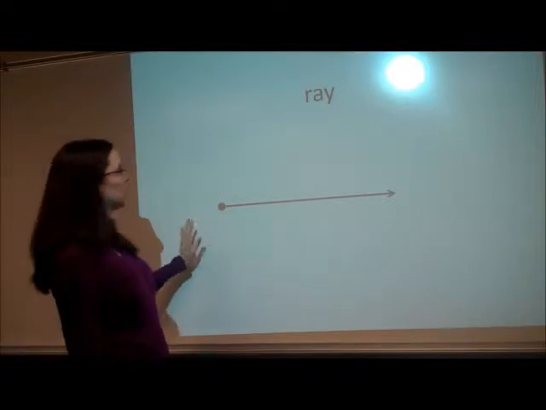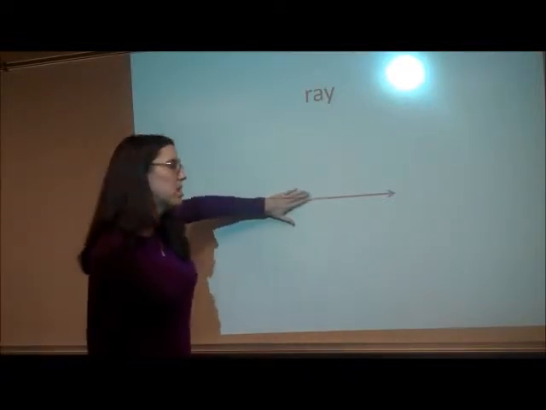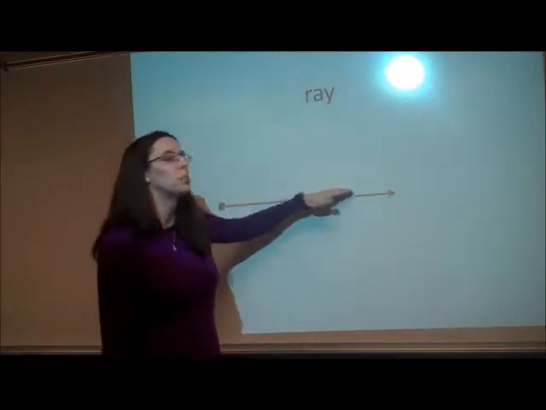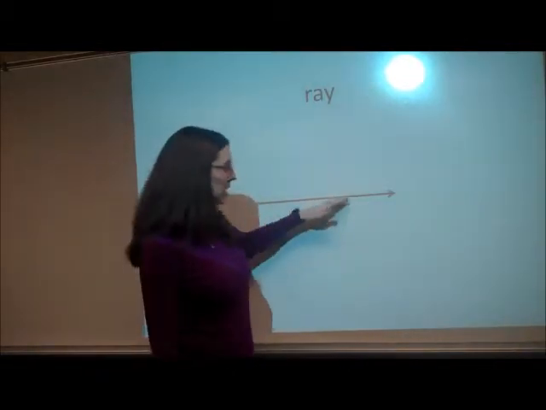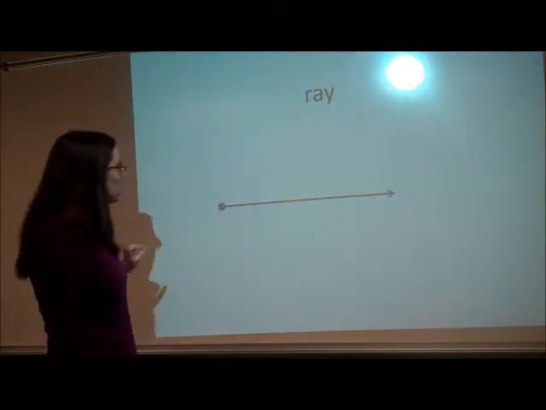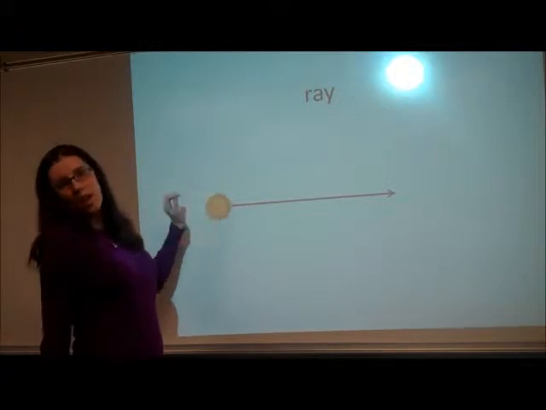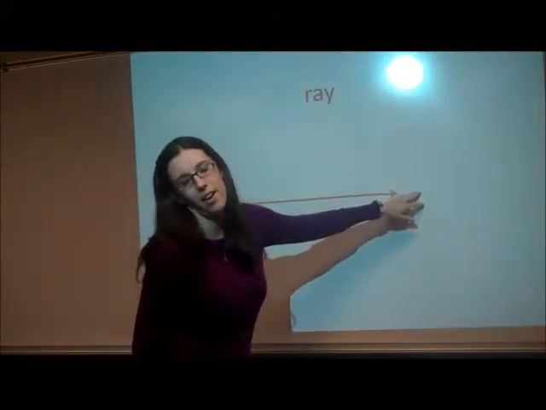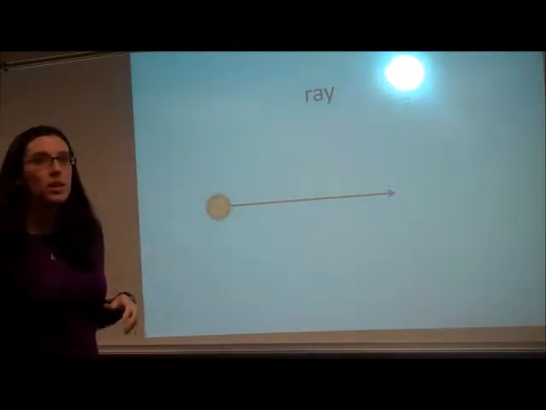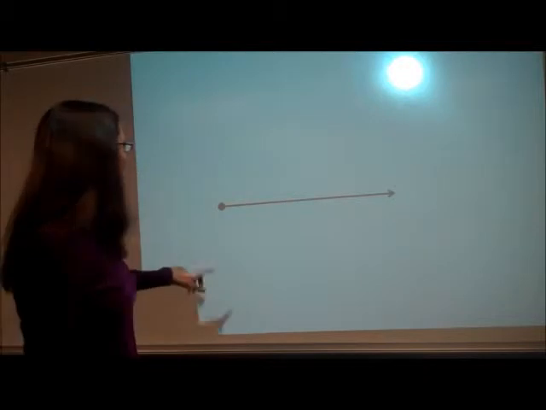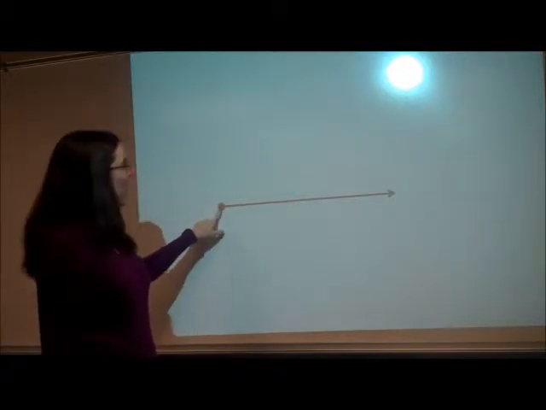So you can look at this with the point and then the line coming out from it, and the arrow means that it just keeps going and going and going. So this line keeps going. This is a ray. So you can think of this as a sun, here where our point is, and this is a ray of sunlight coming from it.